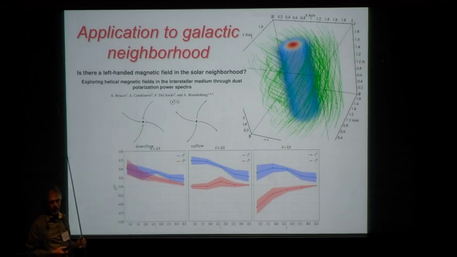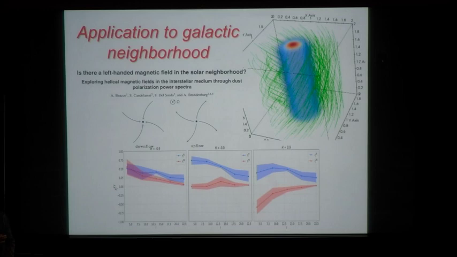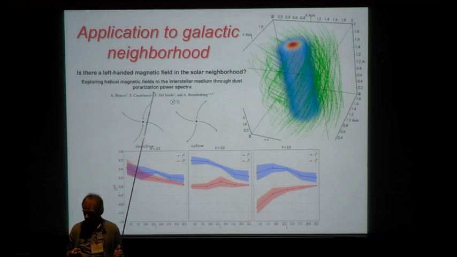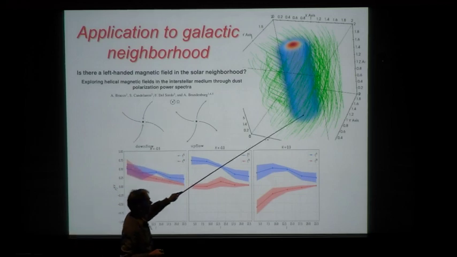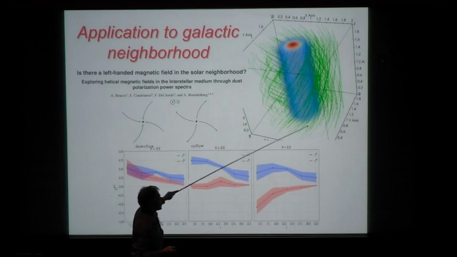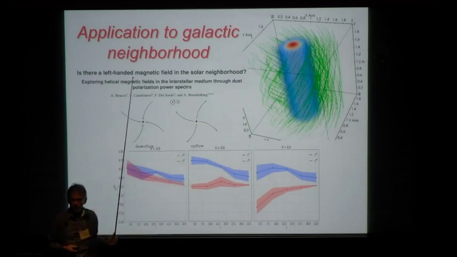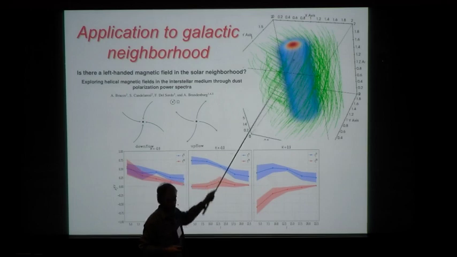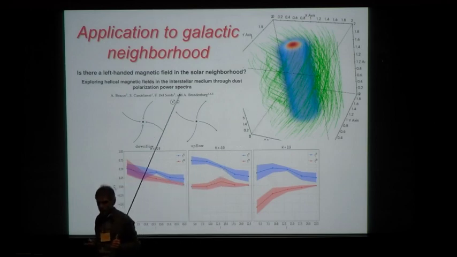So finally, an application to the galactic neighborhood. And so now we're back to the interstellar medium. And this is work with Andrea Bracco and Simon Candelaresi and Fabio Del Sordo. The original motivation was to look at helical patterns of this type here. So you have a cylinder with two components, an axial component and a toroidal component. And that immediately means that the magnetic field will be helical.